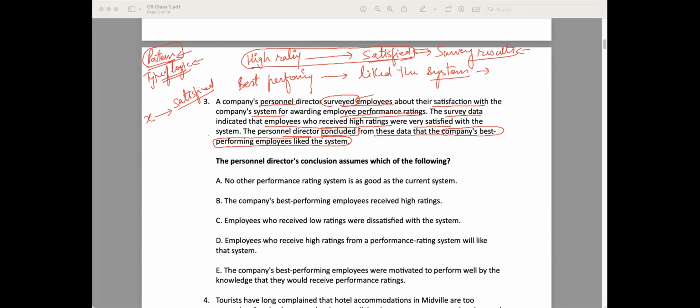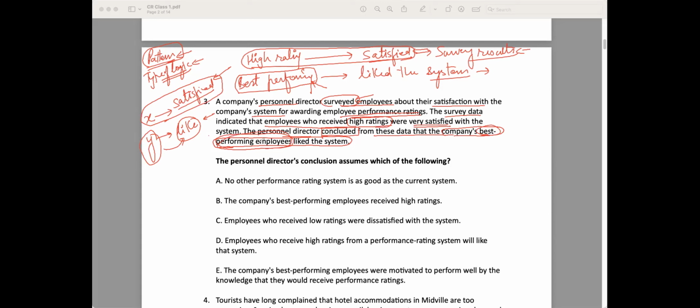Okay. But the conclusion made is of best performing employees, which may or may not be a different category. It's like people in category Y like the system. That's the argument made. The information is that people in X category are satisfied with the system. So people in Y category must be liking the system. That's the argument, right? We need to be careful. People who received high ratings were satisfied, and we are making a conclusion about best performing employees.